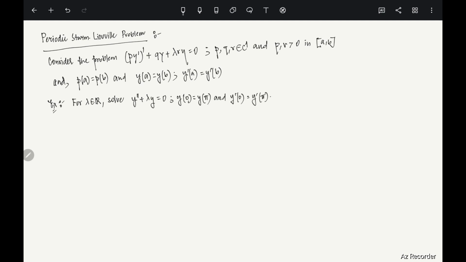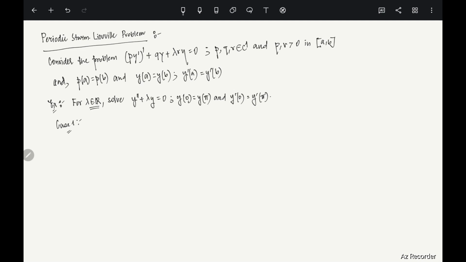Now we want to solve this problem. Why did I choose lambda to be real? Here the question says lambda is real, so you do not have to worry about complex values. Of course, you can think of complex values, but we will prove a theorem which will guarantee that, like in the last video where we showed that the eigenvalues are real. Here also the same sort of thing will happen, so you really do not want to worry about that.